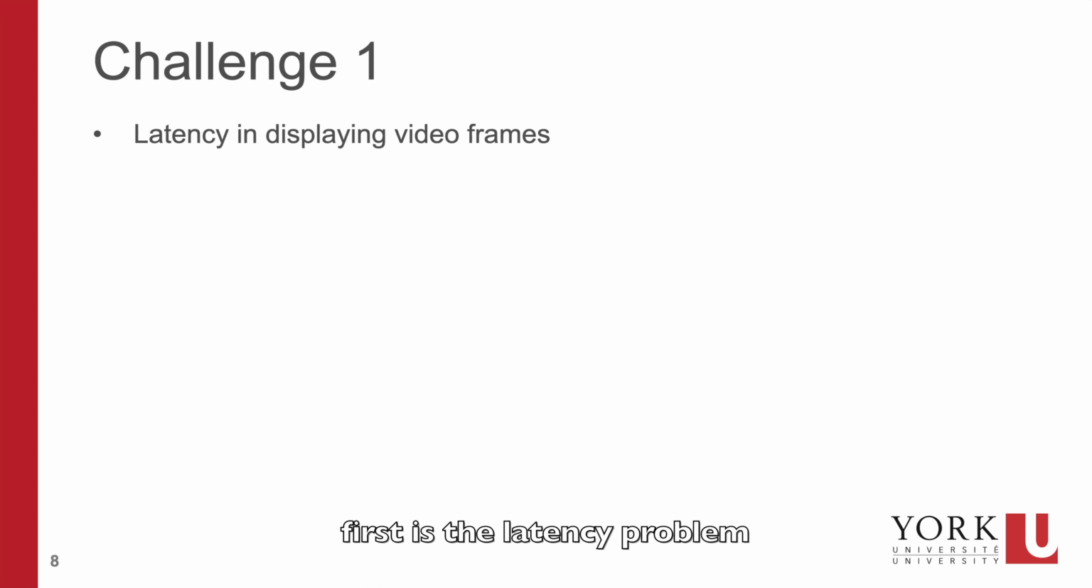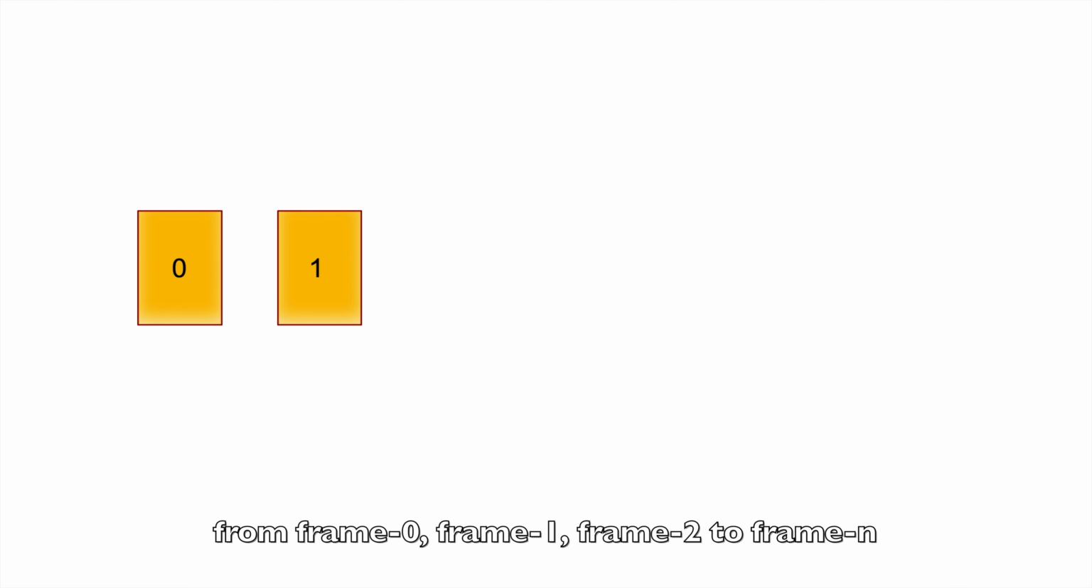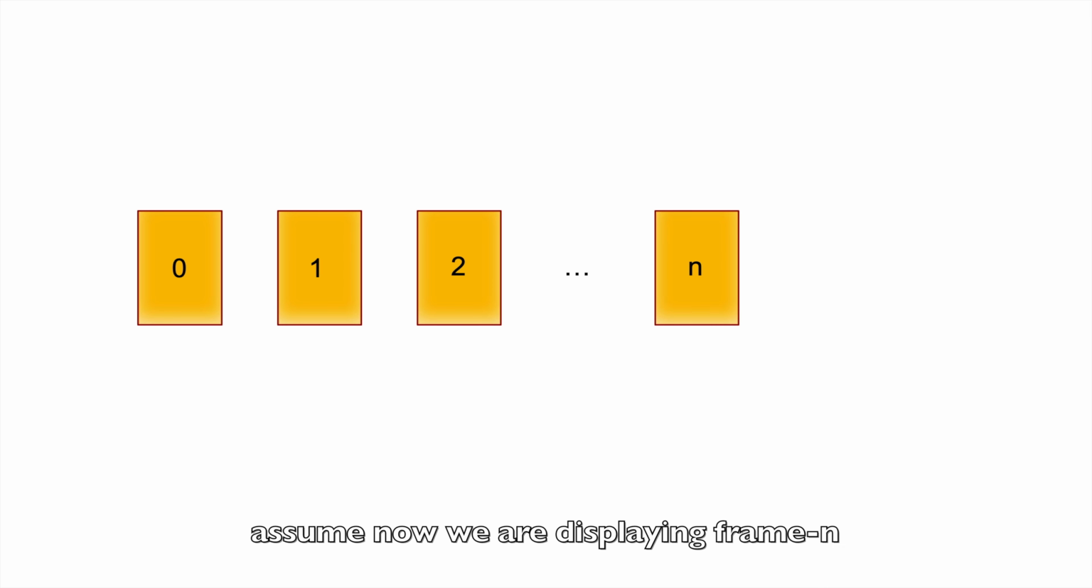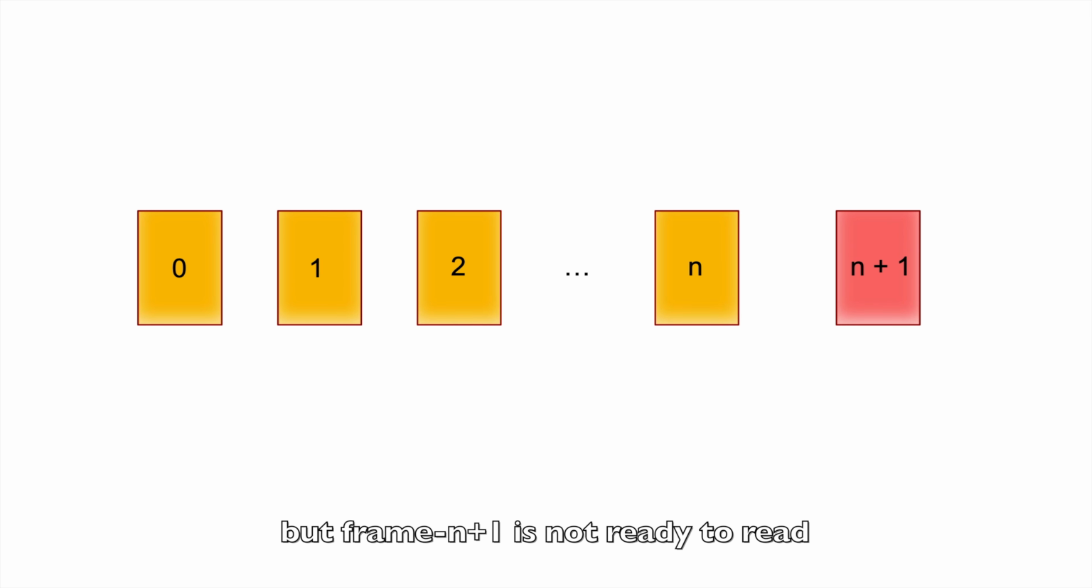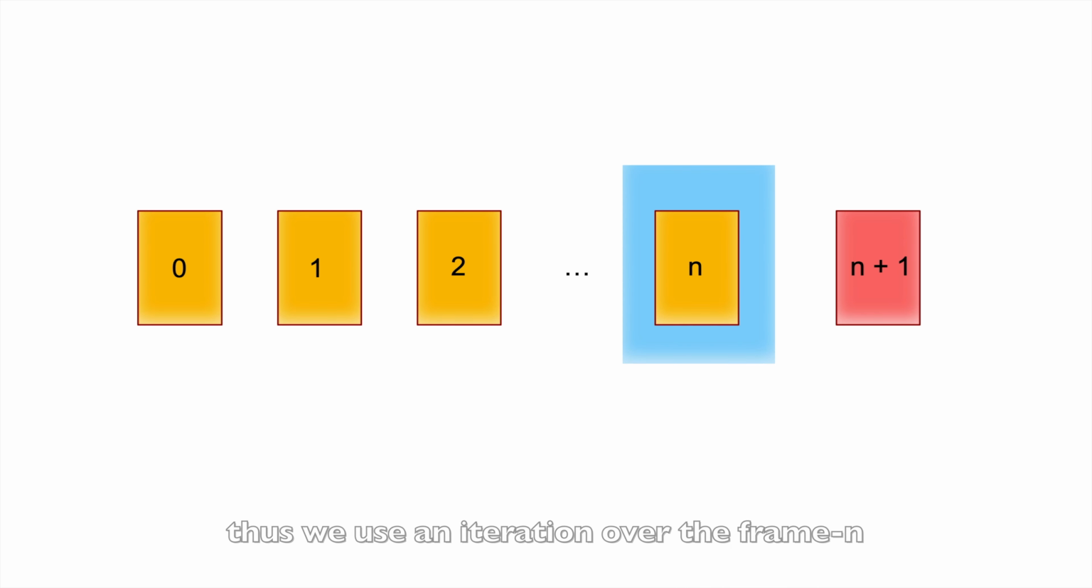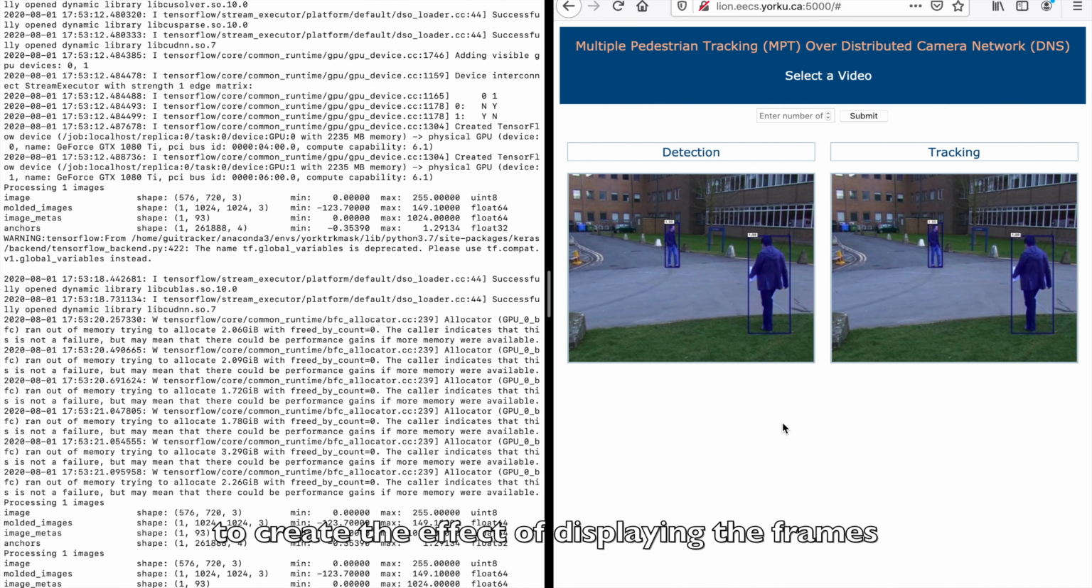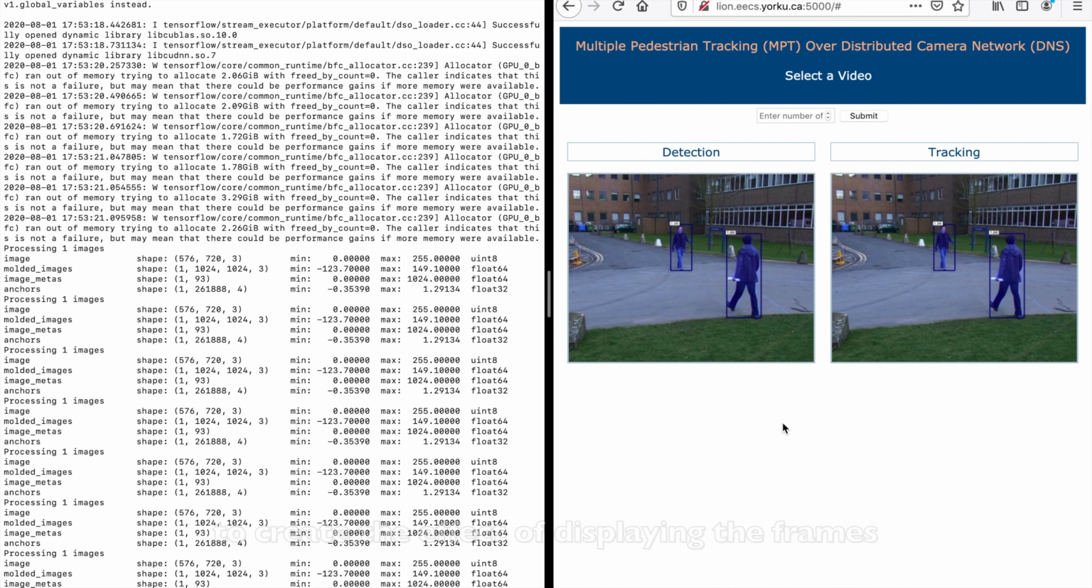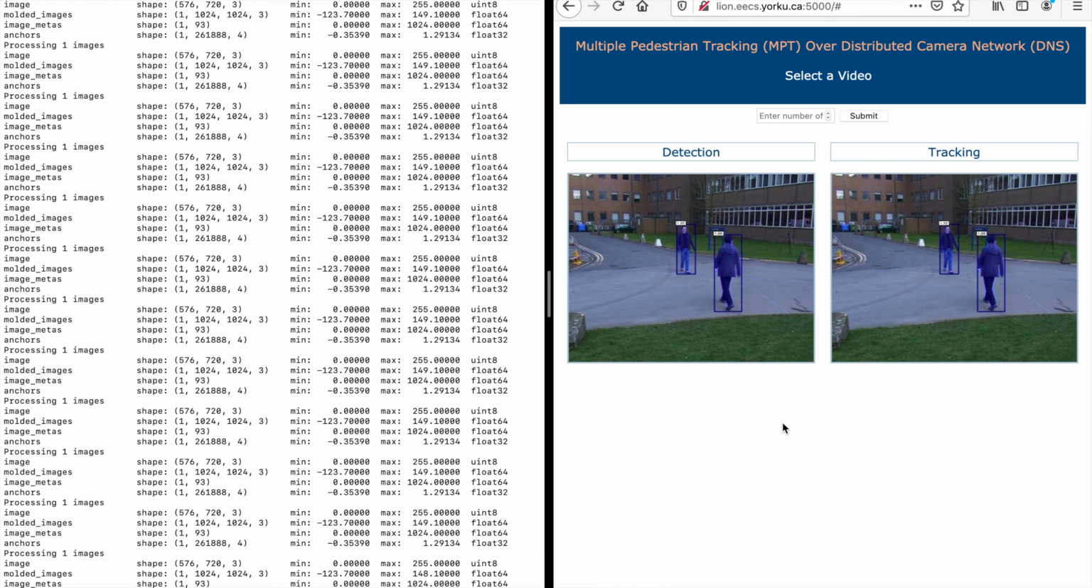First is the latency problem. After executing the detection algorithm, it will generate video frames from frame 0, frame 1, frame 2 to frame n. Assume now we are displaying frame n, but frame n plus 1 is not ready to read. Thus, we use an iteration over the frame n until the next frame is available to create the effect of displaying the frames without delay.